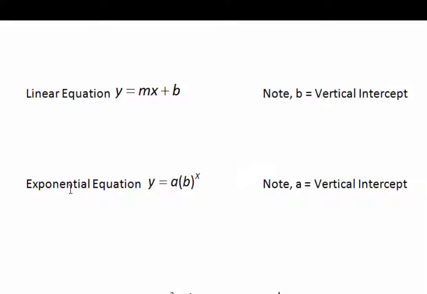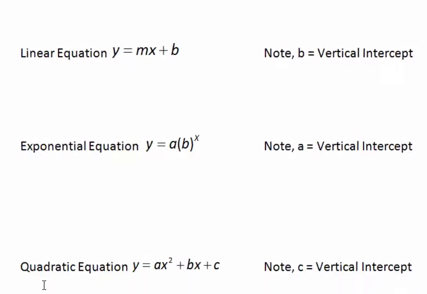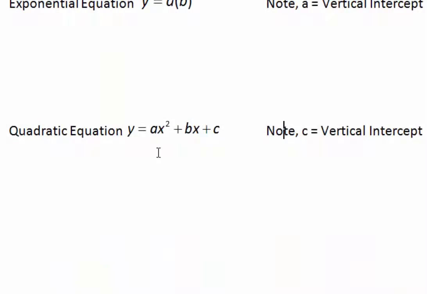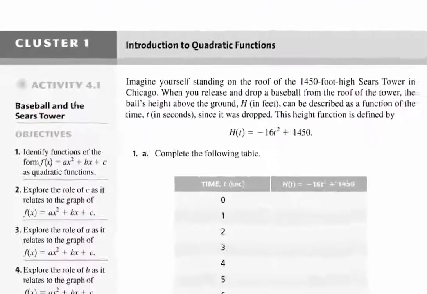Then test two, we had exponential functions that were in the form of y equals ab to the x, where now the a was the vertical intercept. And now we have quadratic functions in the form of y equals ax squared plus bx plus c, and the c is the vertical intercept. So let's begin with an example.